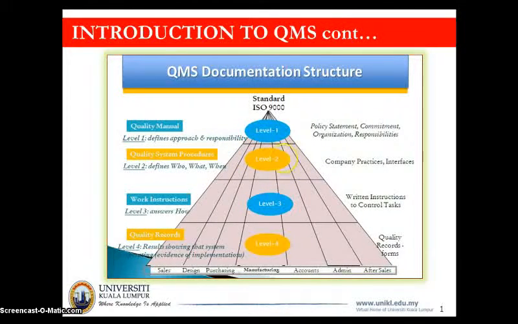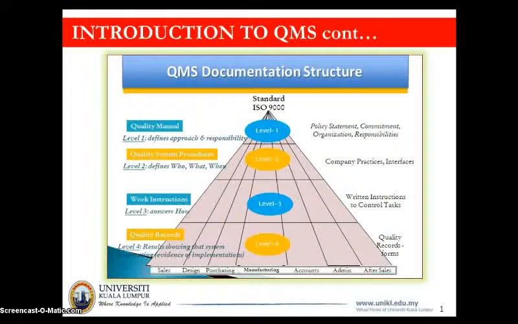Next, level 2, known as the quality system procedures. In this level, it will define who, what, and where of the company practices. For example, if they want to produce a high quality machine, what are the machines that they need to purchase? These are some of the examples. Next, level 3, work instruction. This level will answer how to achieve level 2, meaning what are the processes of using this high technology machine that is in level 2. Level 3 will describe in detail the steps of using those machines.